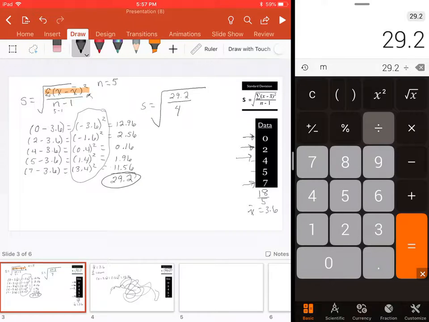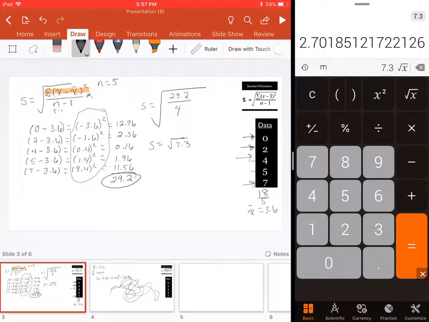29.2 divided by 4 equals 7.3. So S equals the square root of 7.3. And on the calculator, if I hit the square root sign, my standard deviation in this case is 2.70. So that is the standard deviation for this number. And that is how you calculate the standard deviation for this specific data set, which includes 5 numbers.